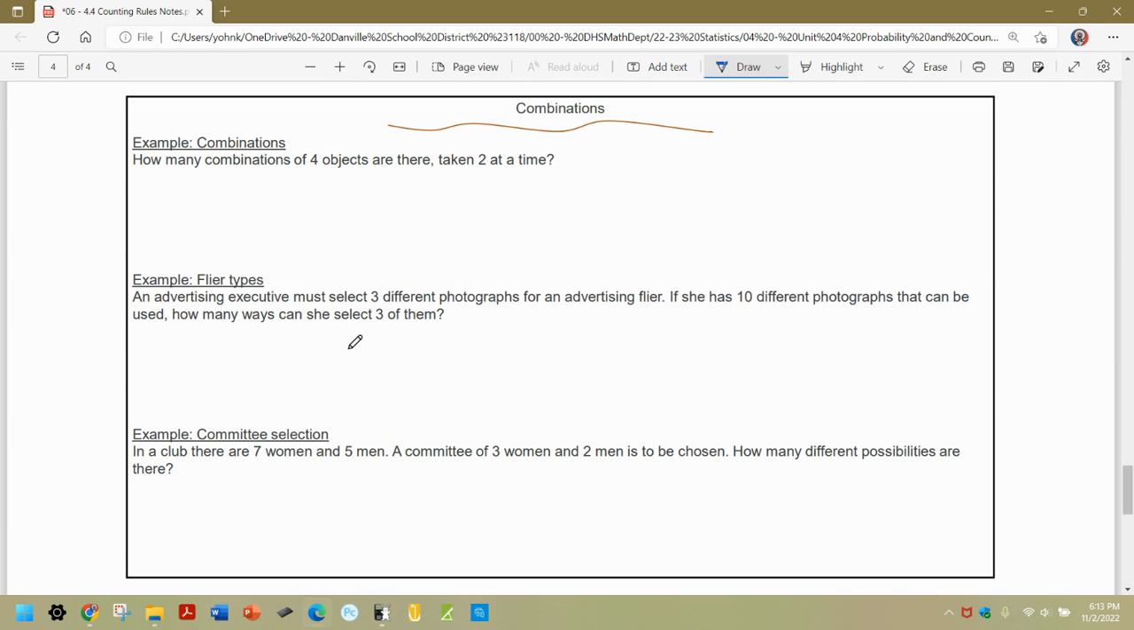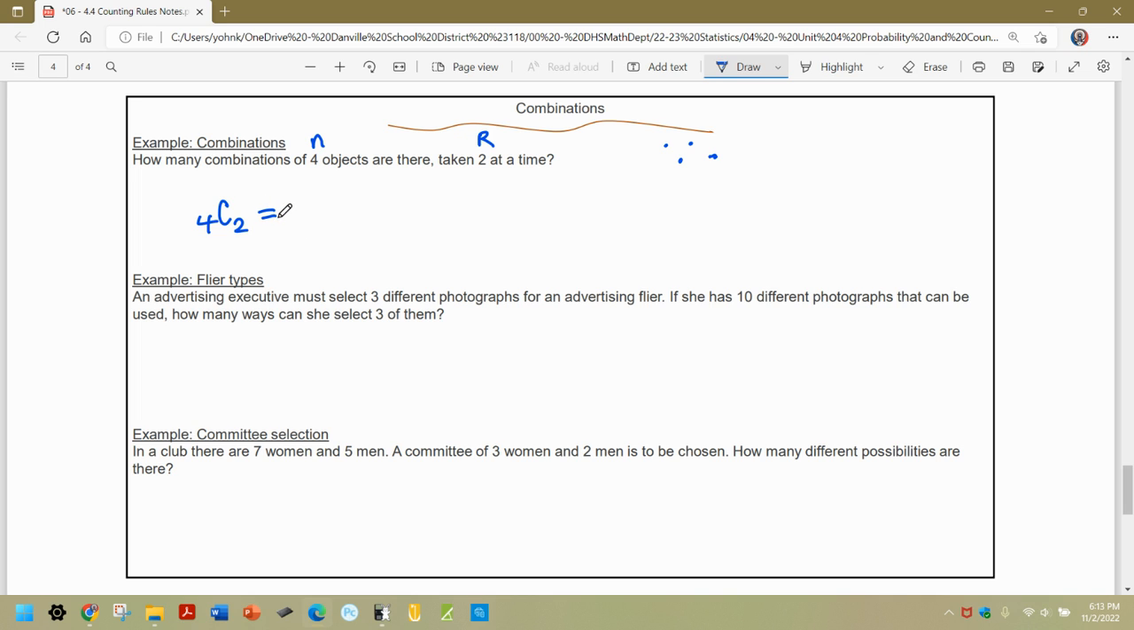How many combinations of 4 objects are there taken 2 at a time? So that means I have 4 things and I'm trying to take 2 at a time. So these 2 and these 2, or I can do these 2 and these 2. And the order does not matter because I'm just grabbing 2 objects. So that's a combination problem. Your n is 4 and your r is 2. So you have 4C2.